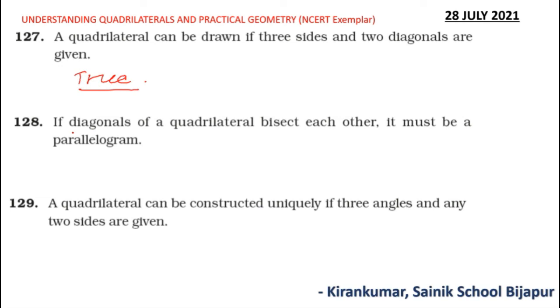Question 128. If diagonals of a quadrilateral bisect each other, it must be a parallelogram. This statement is a true statement.